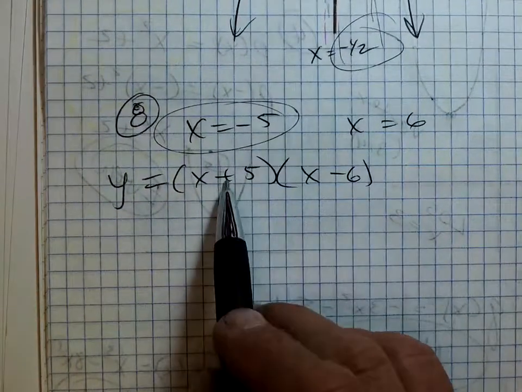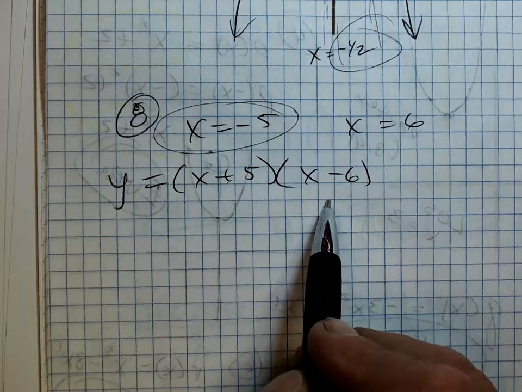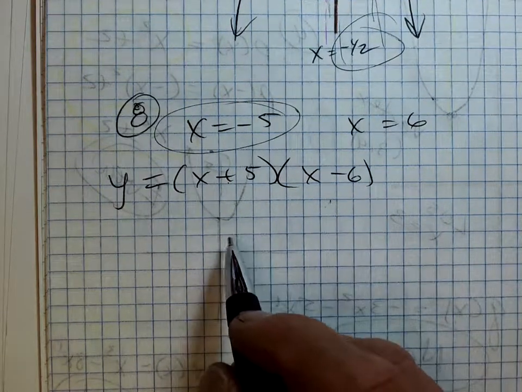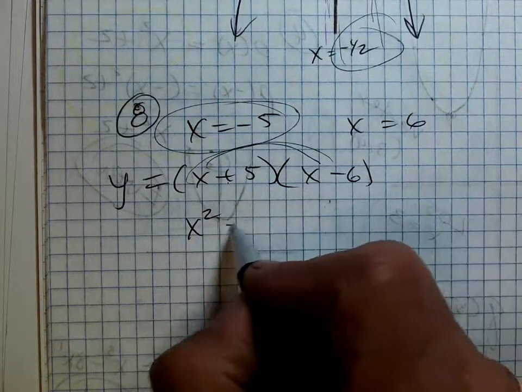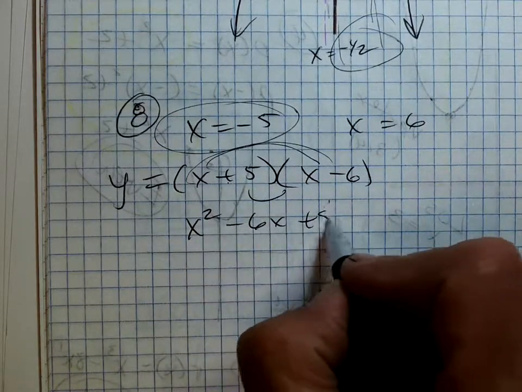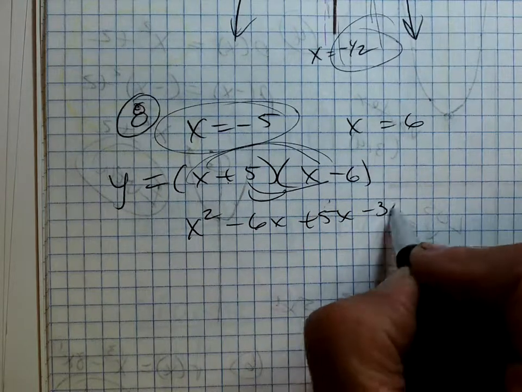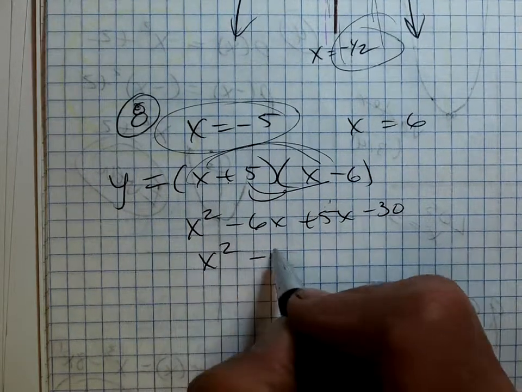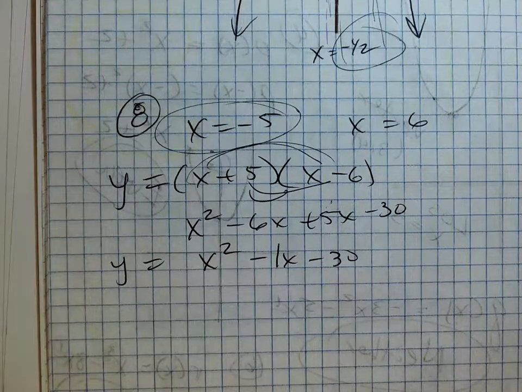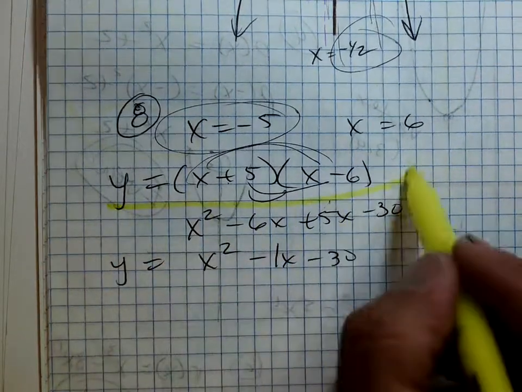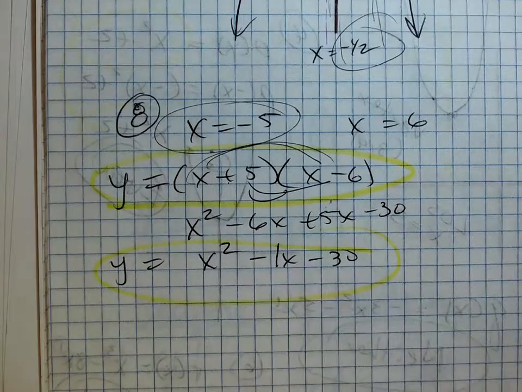That came from an x plus 5, that came from an x minus 6, and there you go. If we wanted to FOIL it out, we could: x squared minus 6x plus 5x minus 30, or x squared minus x minus 30 equals y. But I will take, are you listening? I will take this answer or this answer, whichever one you want to give me.